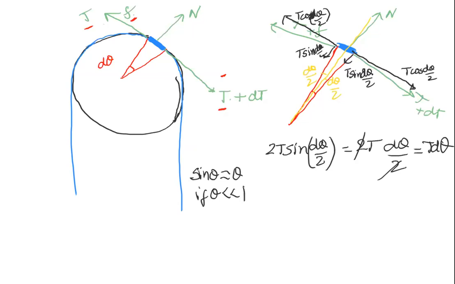Okay? Everybody is following me, right? Now look at the equations. I end up with N is equal to T d theta.